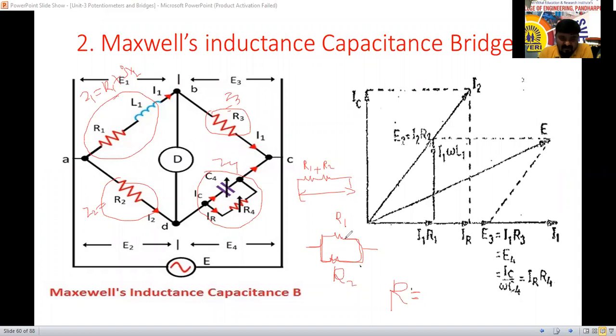R1 divided by R2. 1 upon R1. Next, R1 R2 divided by R1 plus R2. Someone has told, come once again. 1 upon R1 plus 1 upon R2. How will that come, madam? That is not the correct answer, I think. R1 into R2 divided by, for parallel.